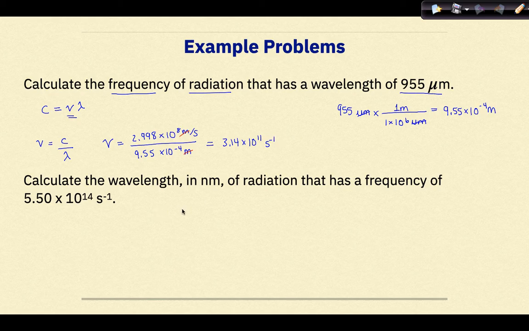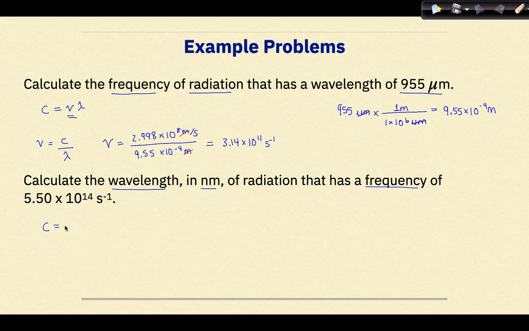Let's do another example. Calculate the wavelength in nanometers of radiation that has a frequency of 5.50 times 10 to the 14 cycles per second. So again, we're going to start off by writing out our formula that's found in the reference table.